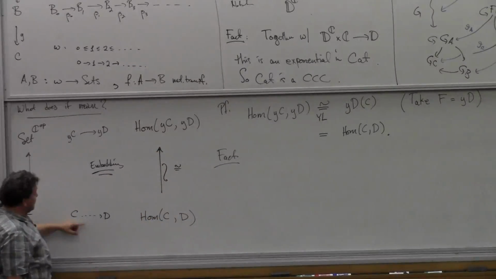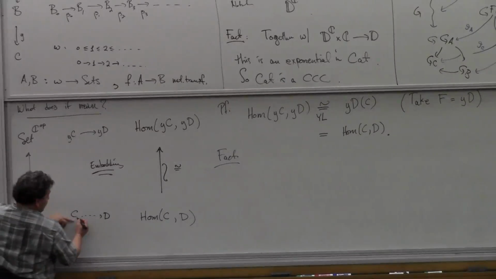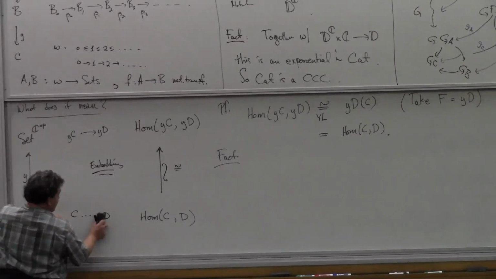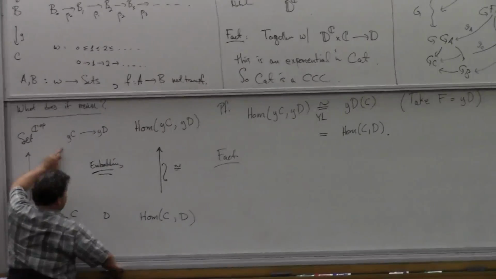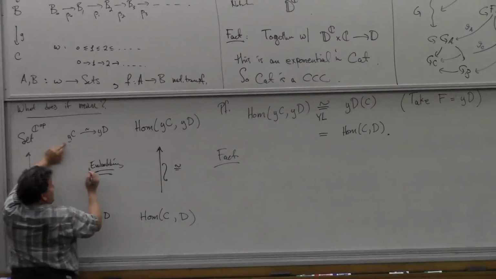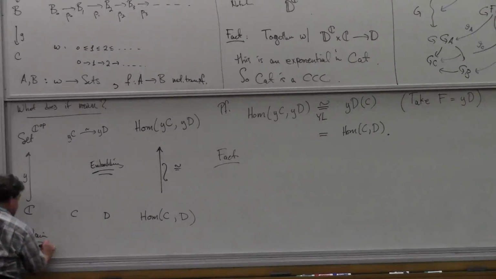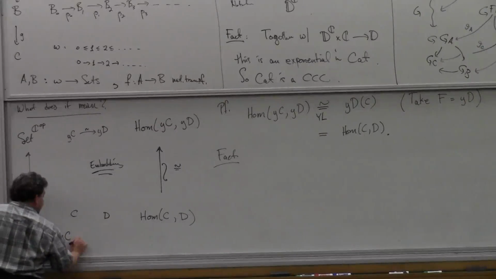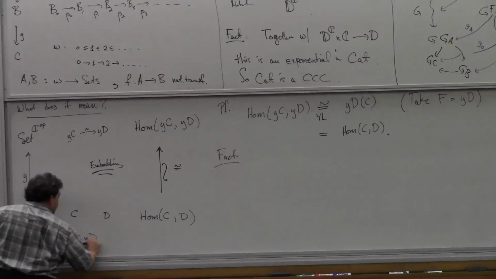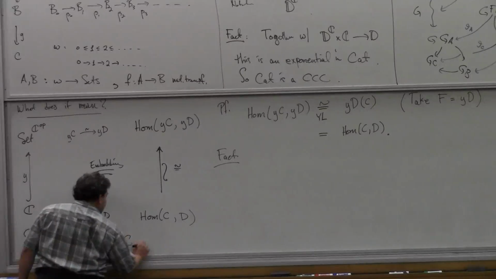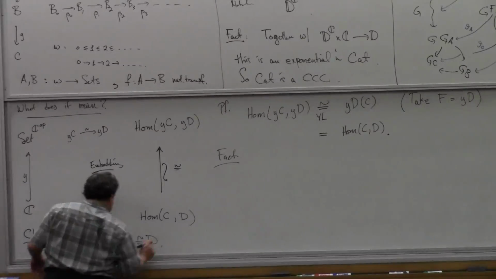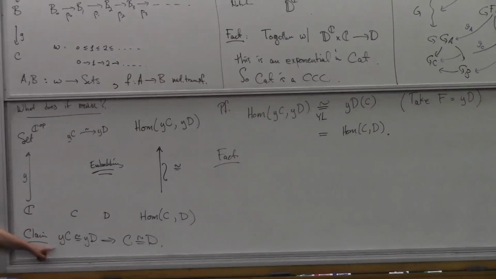Why is that? Well, look. What I'm saying is, if I start with this and I go up here and I get an isomorphism, then there's an isomorphism down here. That's my claim. So the claim: if y(c) is isomorphic to y(d), then c is isomorphic to d. I could leave that as a homework exercise, really, but let's just look at how it works.